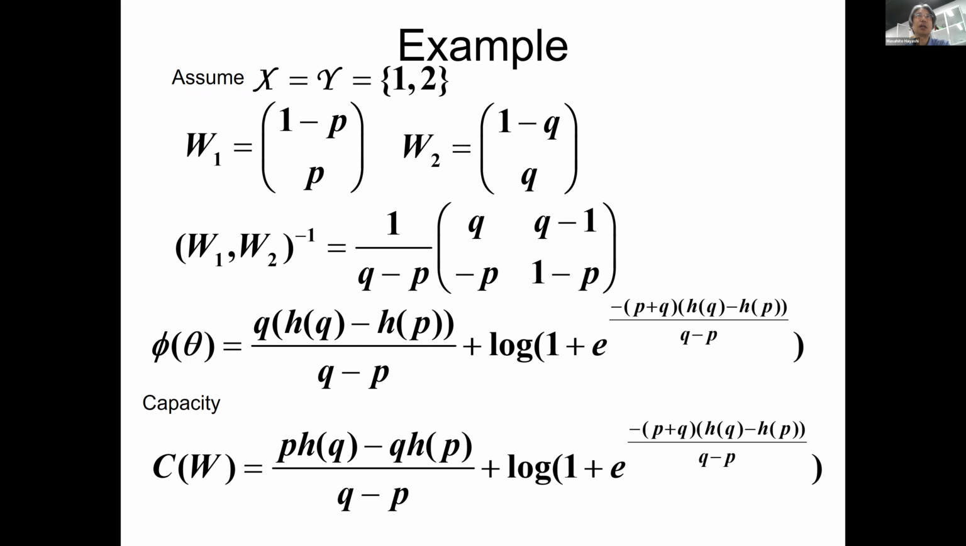Now we consider a simple example. Assume that X and Y have only two elements. In this case, the output distributions W_1 and W_2 can be written in this way, and its inverse is written in this way, and the potential function can be calculated in this way. Then the capacity is calculated in this way. This is very simple.